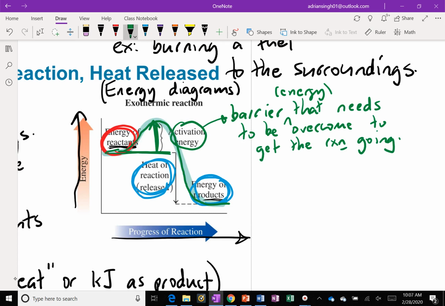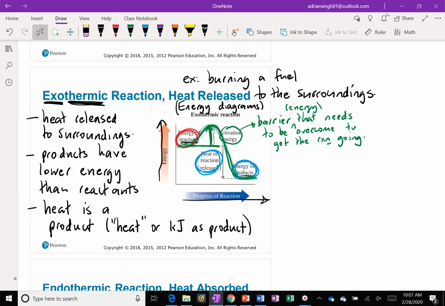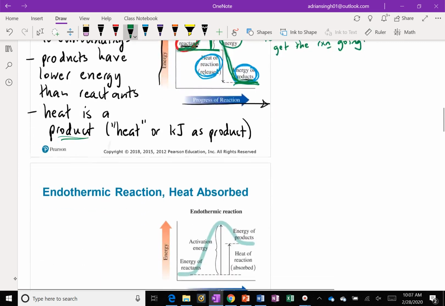So if you think of lighting a match, for example, you take a match out of the matchbox, it's not going to spontaneously combust, right? What you actually have to do is to strike the match against the side of the matchbox. And what that does is it provides the collisions between the molecules, and it provides those collisions with enough energy to get over that hill or that barrier to get the reaction going. All right, so in an exothermic reaction, heat energy is released to the surroundings. The products have lower energy than the reactants, and you can think of heat as a product.